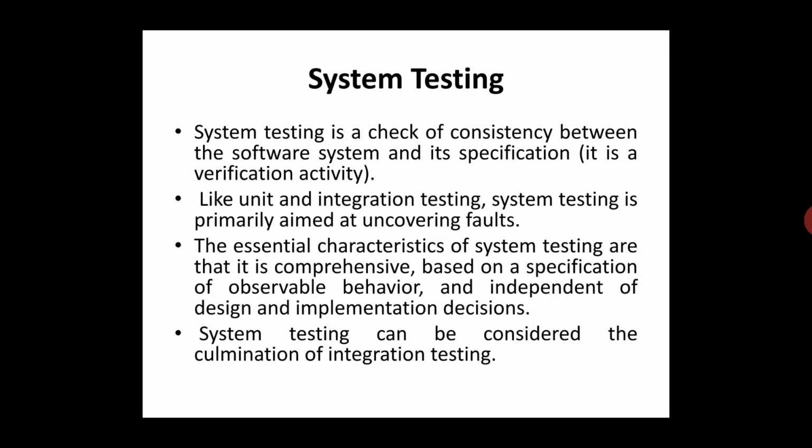Like unit and integration testing, system testing is primarily aimed at uncovering faults. If there are any errors, system testing is going to identify those kinds of faults. The essential characteristics of system testing are that it is comprehensive, based on a specification of observable behavior, and independent of design and implementation decisions.